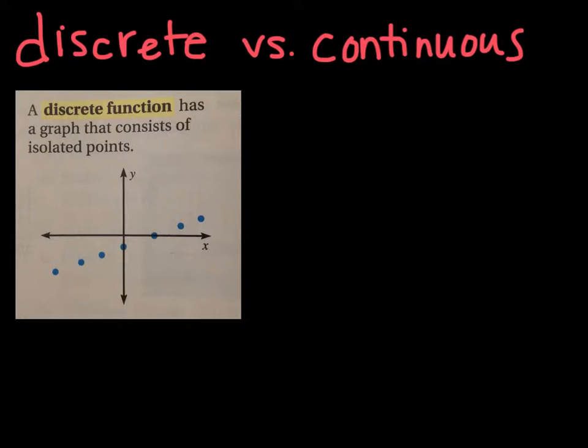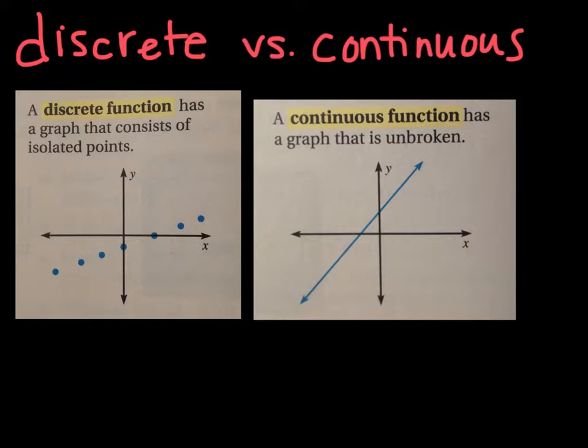Functions can be classified as either discrete or continuous. A discrete function has a graph that is made up of isolated points, such as the example shown here. A continuous function has a graph that is an unbroken line, such as the example here. Let's work through an example where we'll graph and then classify a function.